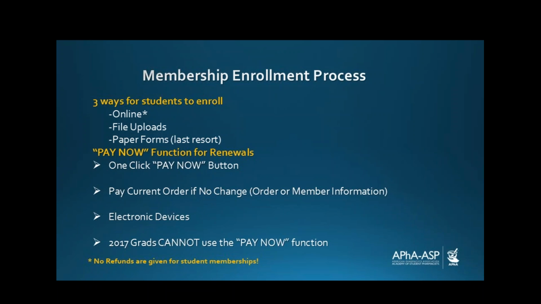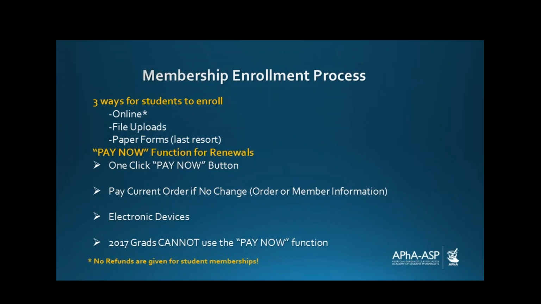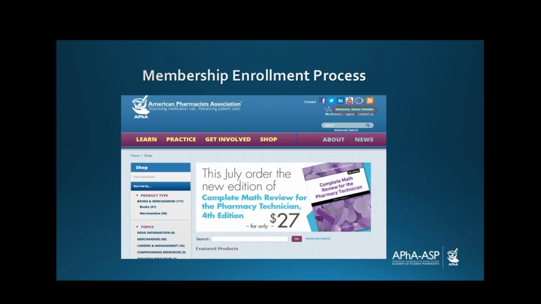They can use their cell phones, they can use their tablets, but 2017 graduates who are signing up for the dual option cannot use the Pay Now function because we cannot edit any membership profiles through this function. We would only be able to sign up students for 1 year of membership. And just as a disclaimer, we do not give refunds for final year students or for regular student membership. So you want to make sure that students are clear on what they're signing up for, because once they sign up, we do not give refunds for their membership.